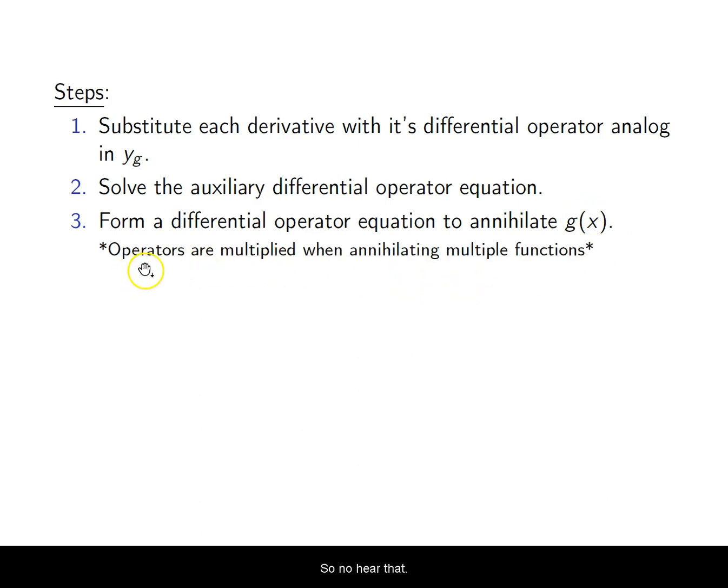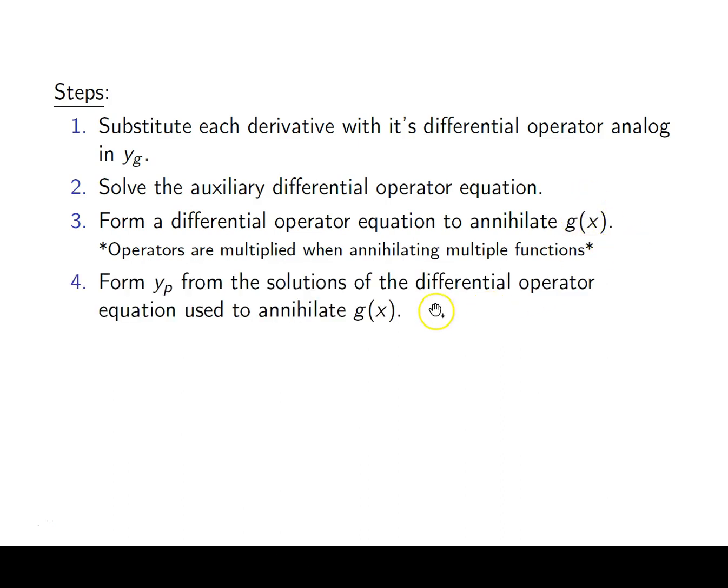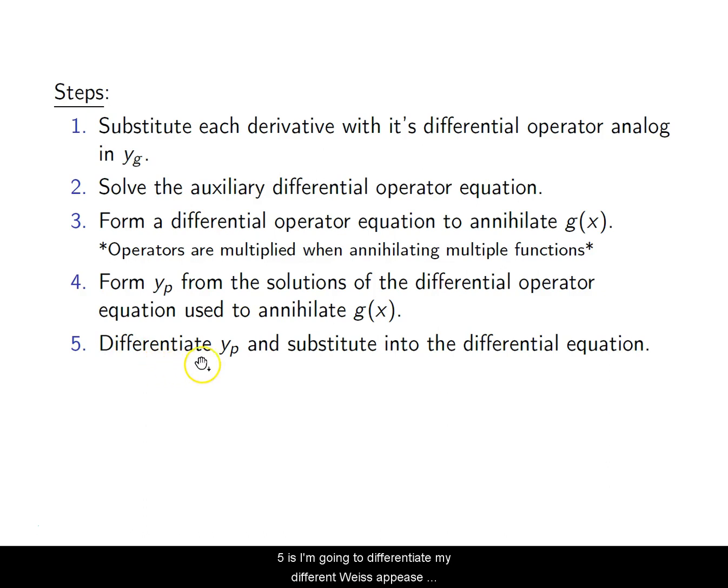Okay. So note here that my g of x can be several functions added together, but when I'm forming my annihilator operators, they actually multiply when I'm annihilating each of the terms of g of x. So 4 is I'm going to form y of p based on the solutions to the differential operator equation that I used to annihilate g of x. 5 is I'm going to differentiate my different y sub p's, or my single one that's made of several pieces, so that I can substitute it into my differential equation.